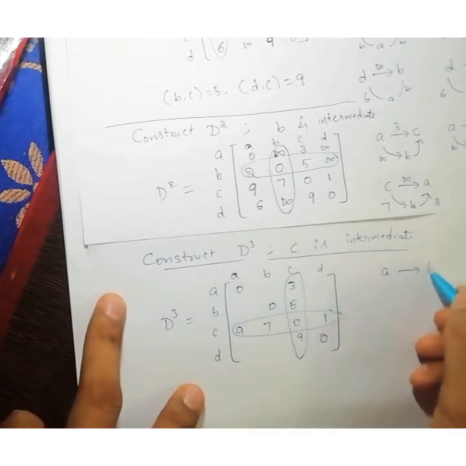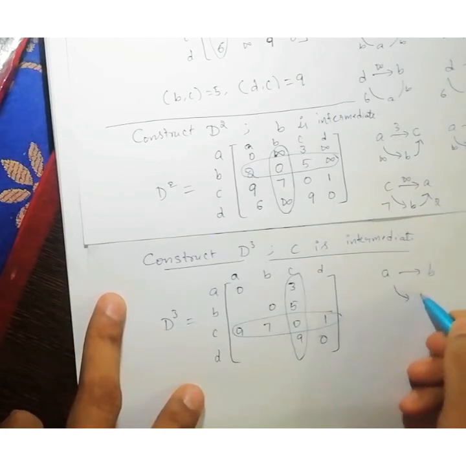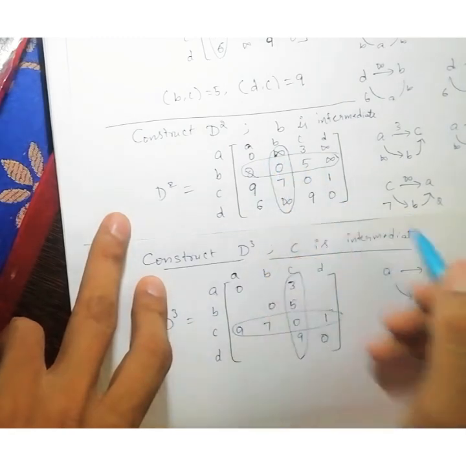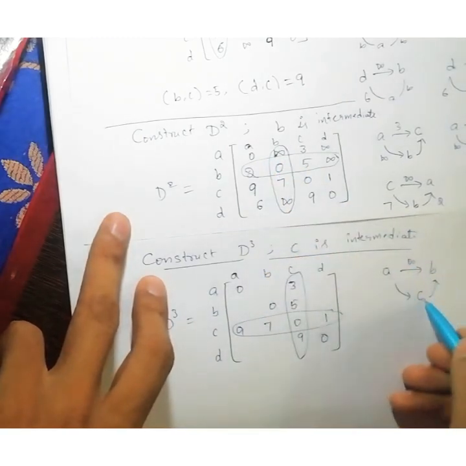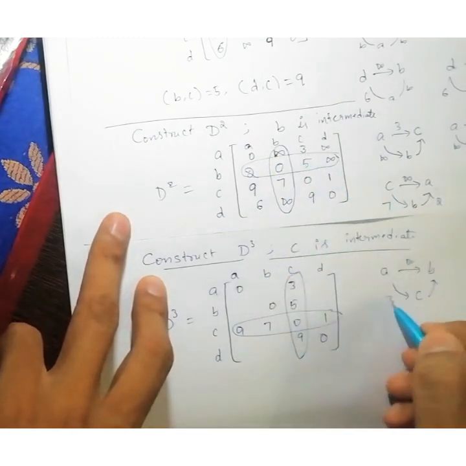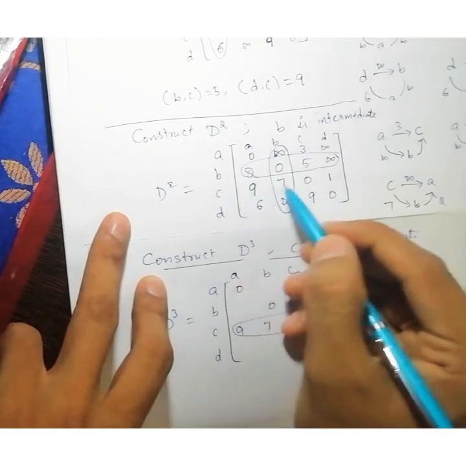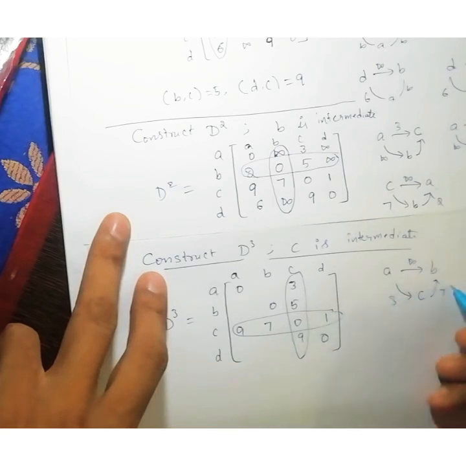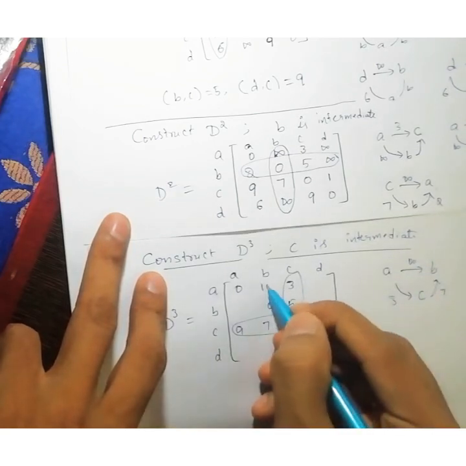So what is the value of A to B if C is an intermediate node? Initially the value of A to B is infinity. Next, from A to C is 3 and C to B is 7. So can you tell me, 7 plus 3 is 10. Is it 10 or infinity? Which one is the minimum? 10. So I will update this with 10 now.